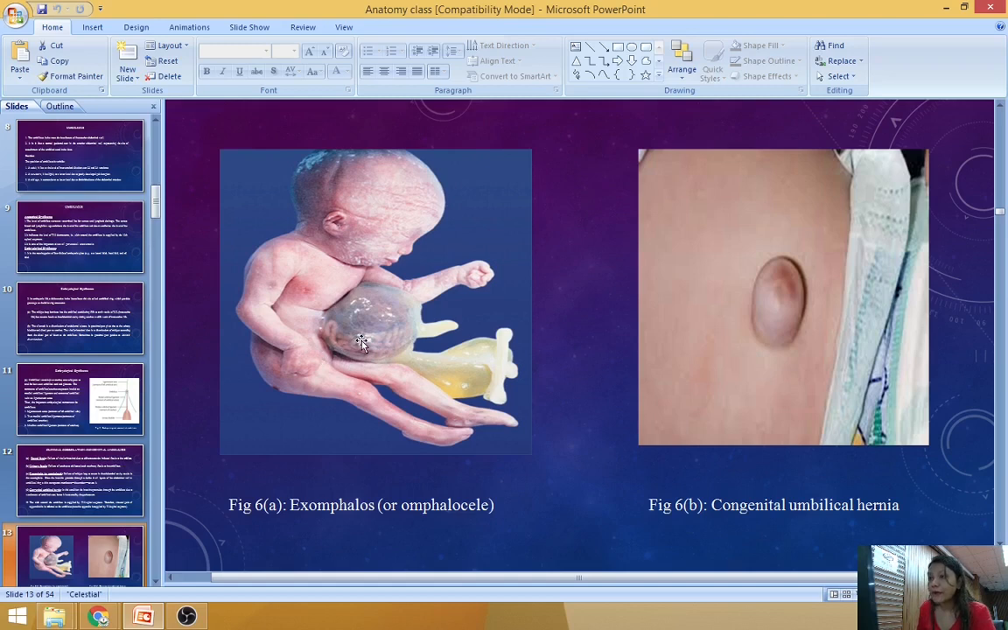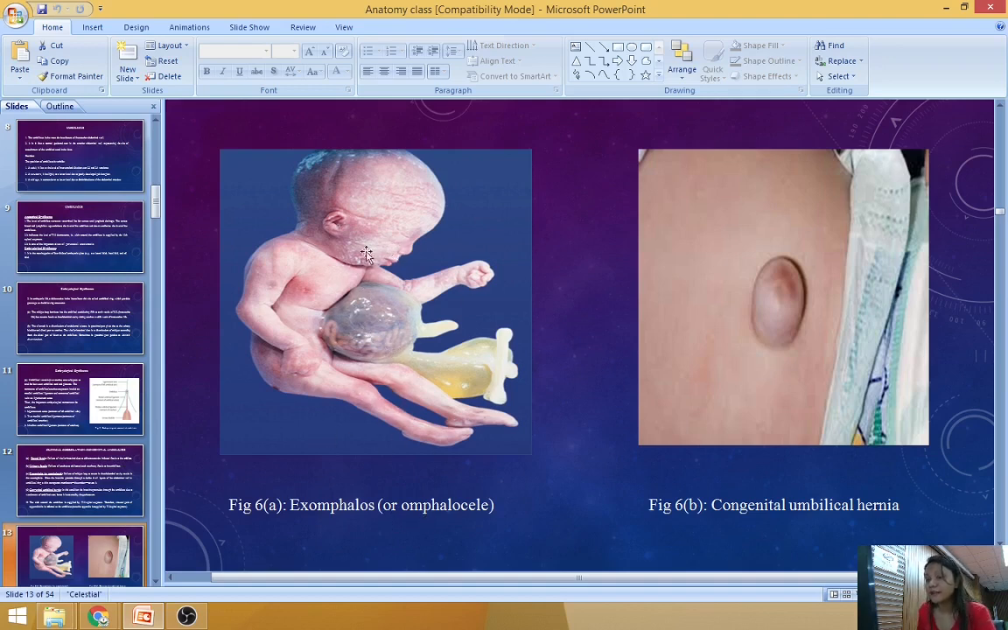So what happens in embryology? Normally in embryology the midgut tube comes out and then it goes inside. But sometimes there is failure of this loop to go inside and it remains outside only. So see what happens: from the umbilicus, the whole intestine is outside. This is known as exomphalos. Exo means outside. Omphalocele: omphalo refers to the umbilicus, with a loop of intestine. So this is exomphalos or omphalocele.